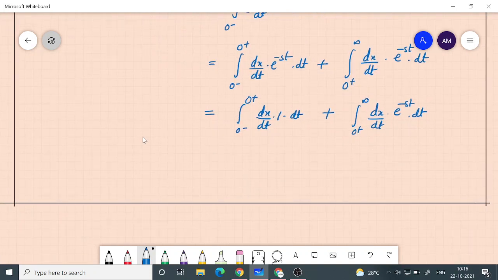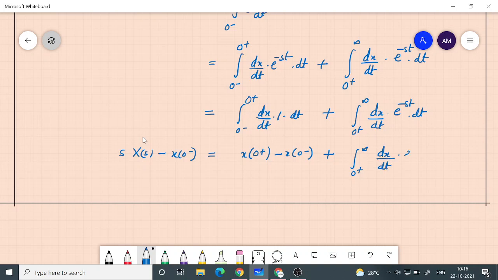Okay, now if you look at this, this is basically the integral of the derivative. What does it mean? It means x of 0 plus minus x of 0 minus. Okay, and what is this? This side it is s x of s minus x of 0 minus. So plus this term into e raised to minus st dt. Now you see, these two you can cancel.